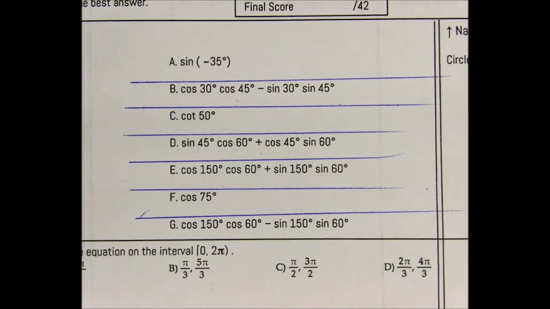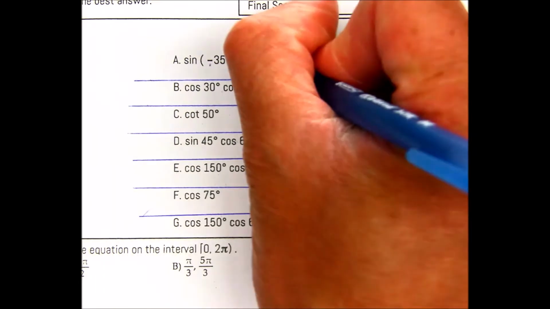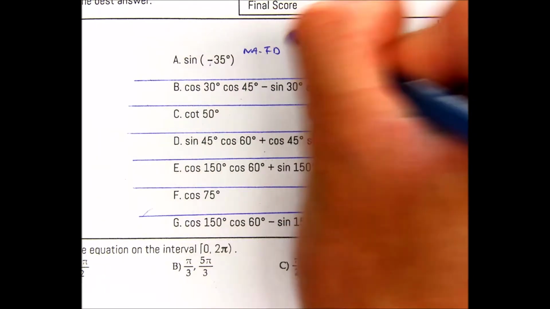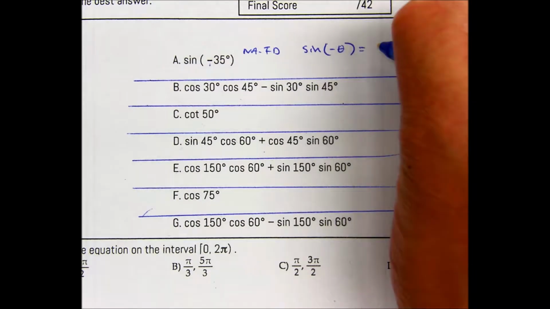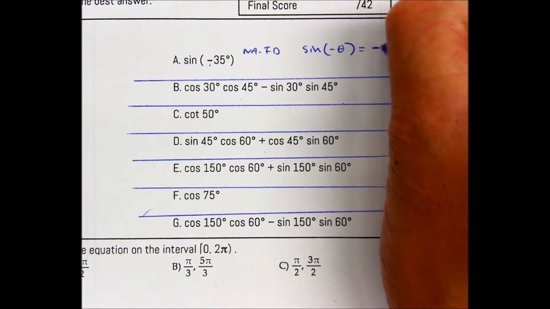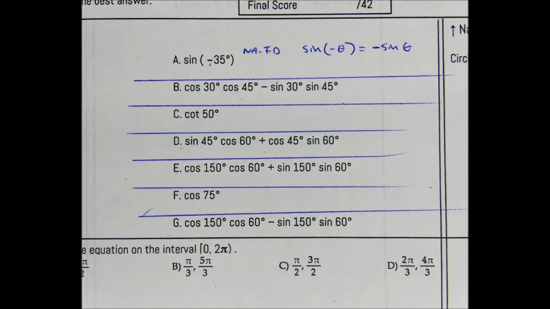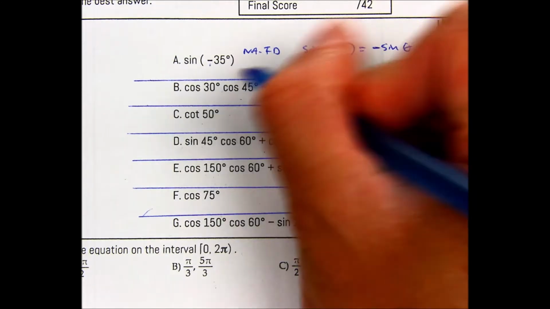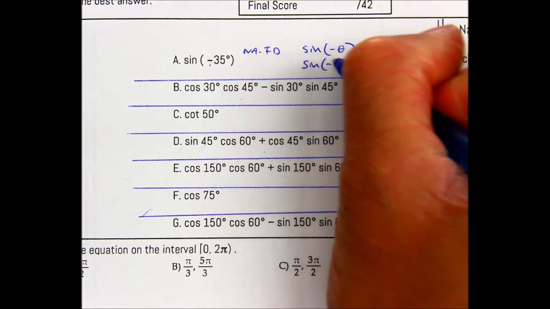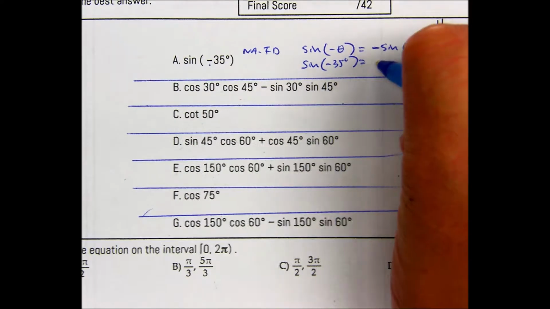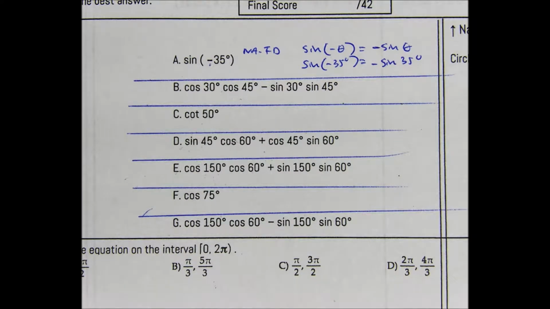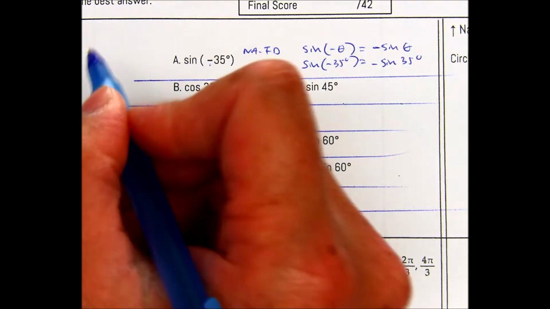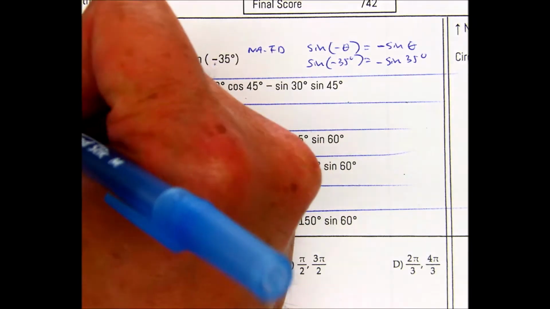Alright, so I see a negative angle. That's called the negative angle identity. The sine of the negative angle is equal to the opposite of sine of theta. So if you have sine of negative 35 degrees, that means it's going to be negative sine of 35 degrees, and that would be choice number 2. So 2 would be A.